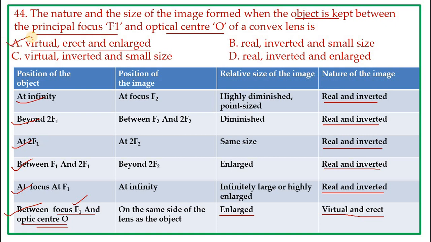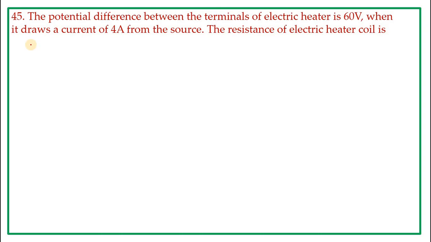Move on to the next one. The potential difference between the terminals of an electric heater is 60 volt. See, volt means V value is given, children, when it draws a current of 4 ampere. A value is given, children. The resistance of the electric heater coil is. See, what are the things they have given? The voltage is given. Ampere means current I is given, and we need to find R.